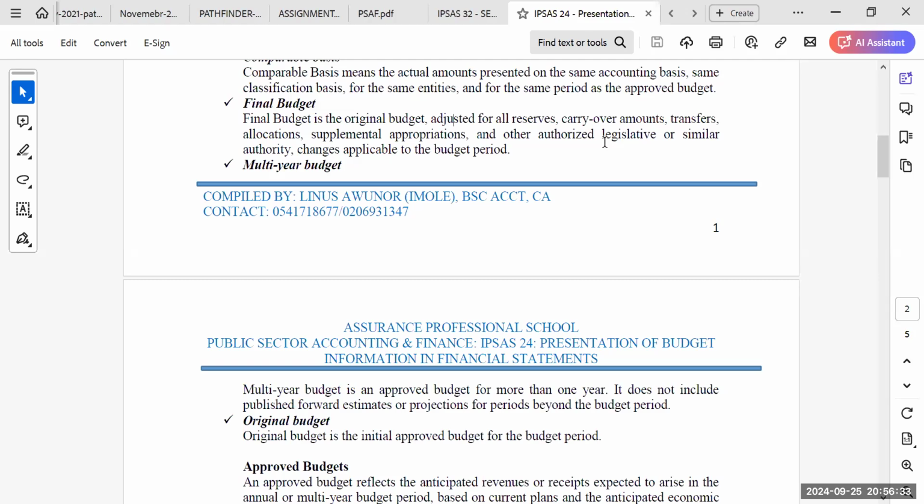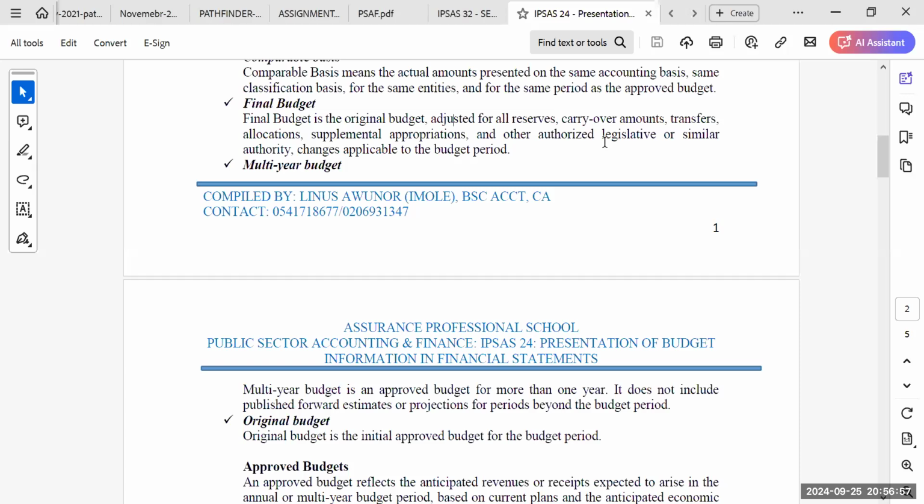The original budget is the original approved budget. No supplementary issues. Okay, so the budget that has been approved from the beginning of the year, that's what we call the original budget. So the question will be giving you original budget, then they will give you supplementary budget. Sometimes, if they want to examine you, they will give you the original budget.